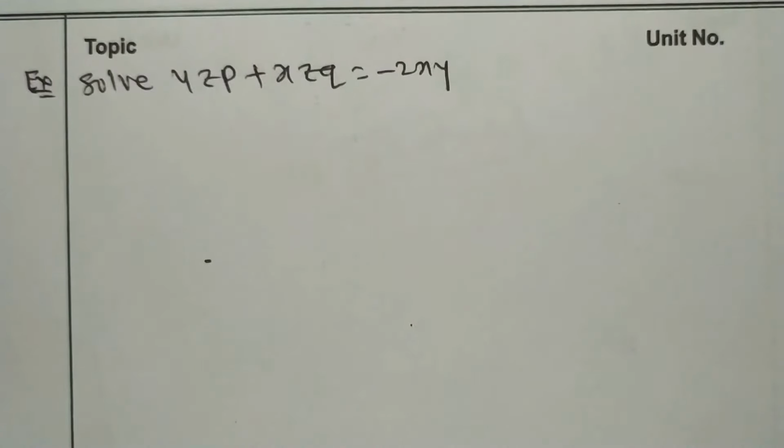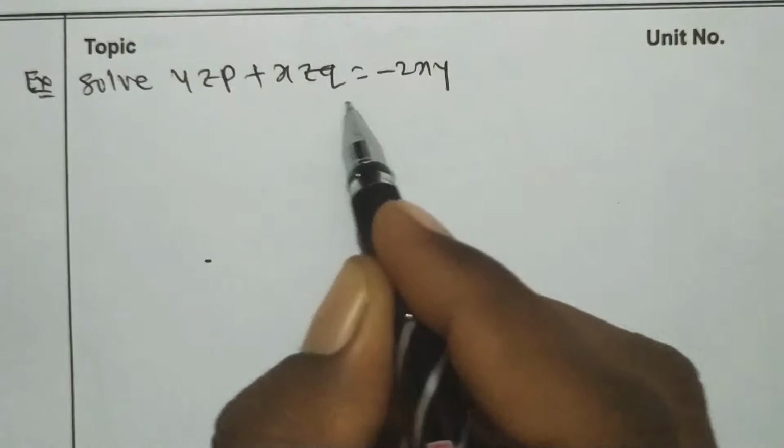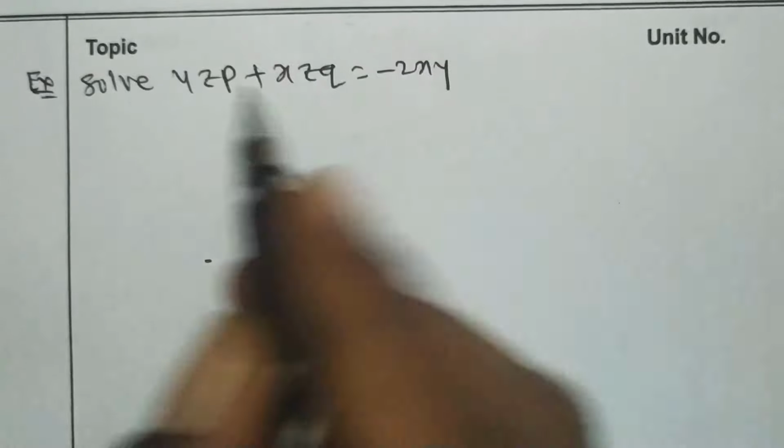Today we are going to take some problems on partial differential equation of order 1, that is Lagrange's linear equation. So our first problem is: solve yzp plus xzq is equal to minus 2xy.